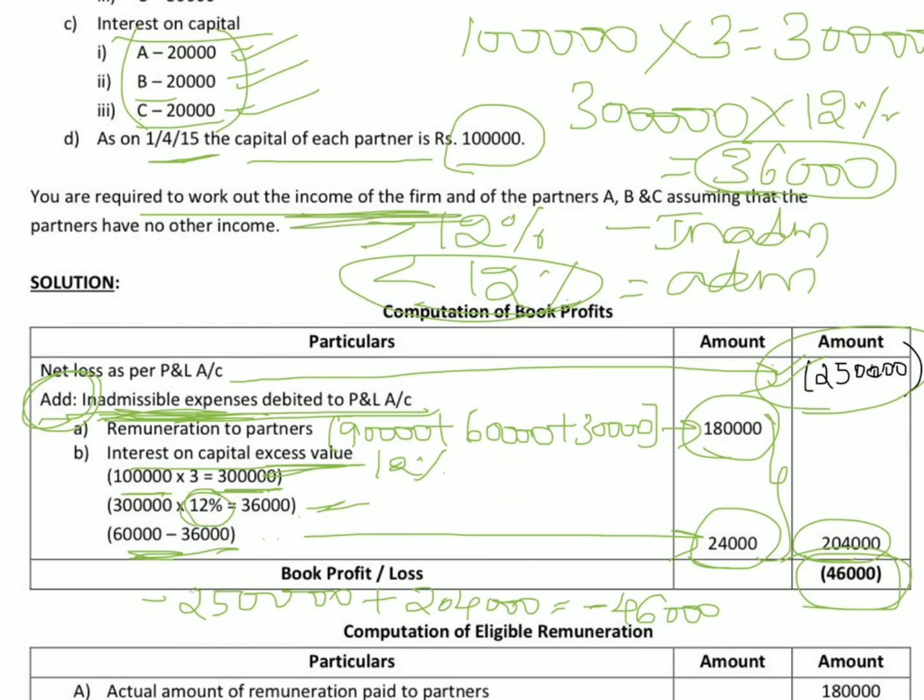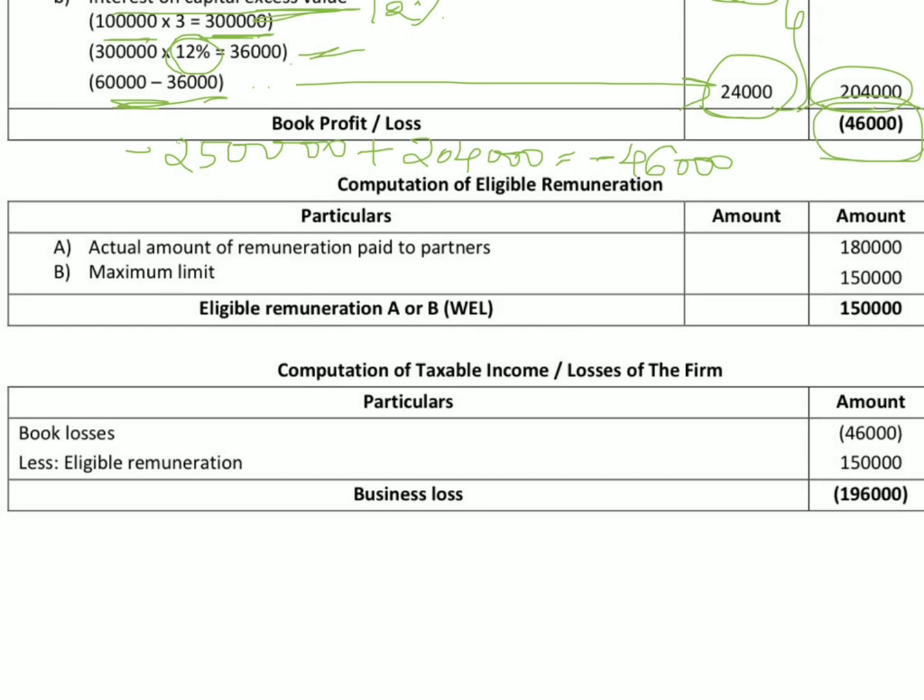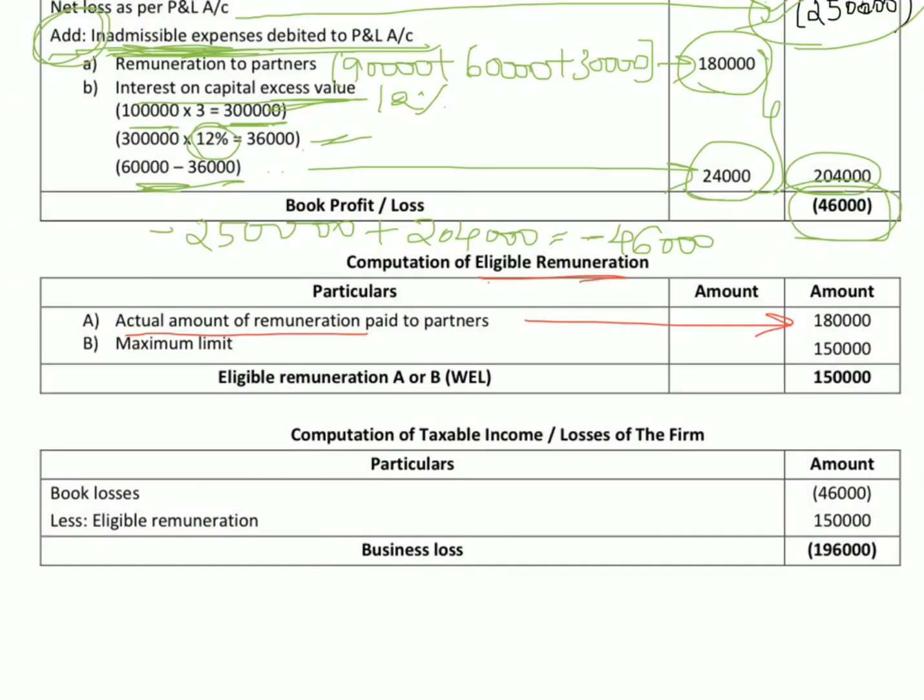So now to calculate business income, firstly we should know book profit as well as eligible remuneration. We have already calculated book profit. Now let us calculate eligible remuneration. Eligible remuneration: the actual amount of remuneration paid to partners is 1,80,000 and the maximum limit is 1,50,000.